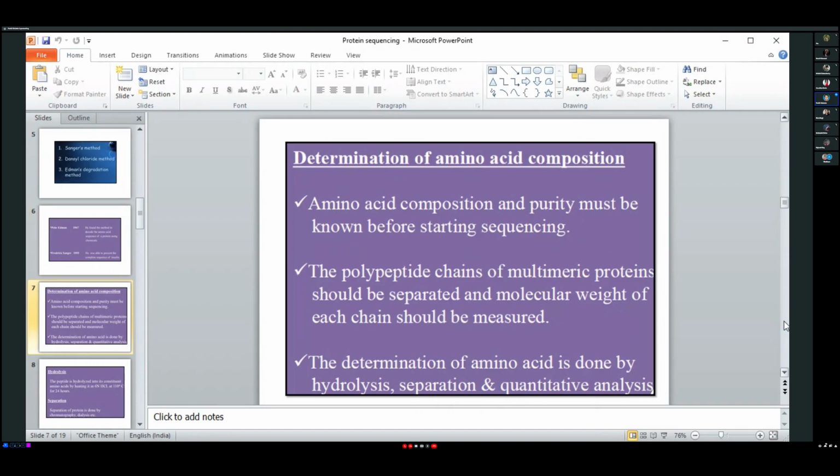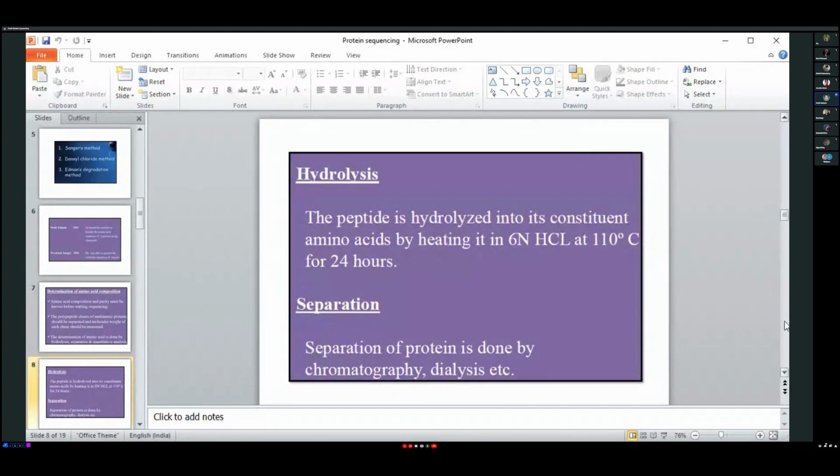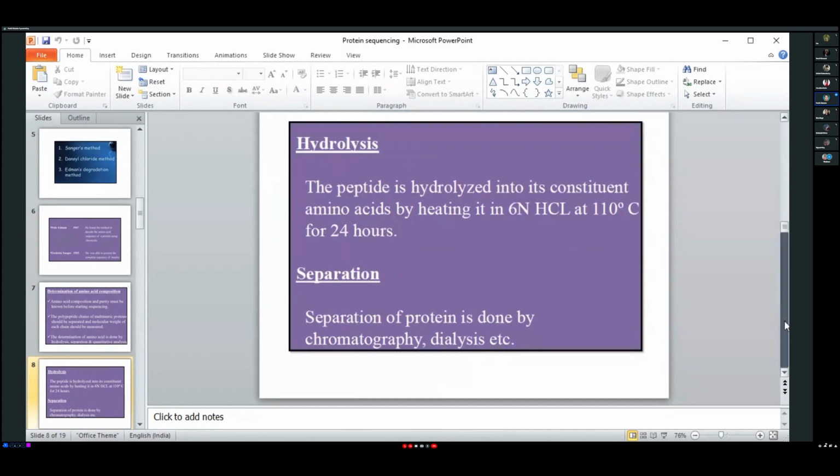So the amino acid composition and purity should be maintained. The polypeptide chains of a multimeric protein should be separated, and molecular weight should be measured. By SDS-PAGE you can do it. And the determination of amino acid composition is done by hydrolysis, separation, and chromatographic analysis. Hydrolysis is mainly done by heating with 6 normal HCl at 110 degrees Celsius for about 24 hours. And you can use separation techniques, you know them quite well. Chromatographic methods and dialysis can be done.